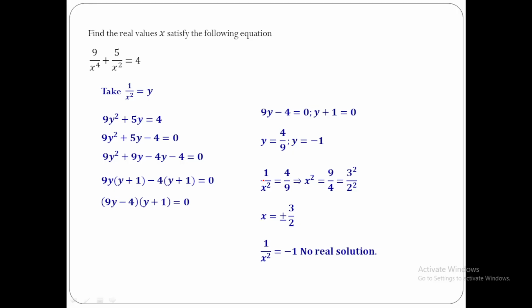So the only real solution of this equation, 9 by x power 4 plus 5 by x power 2 equal to 4, is plus or minus 3 by 2.